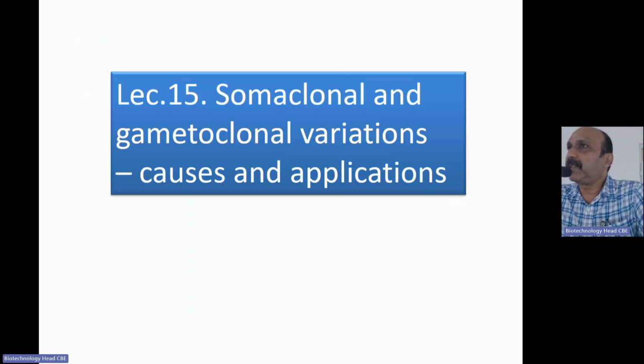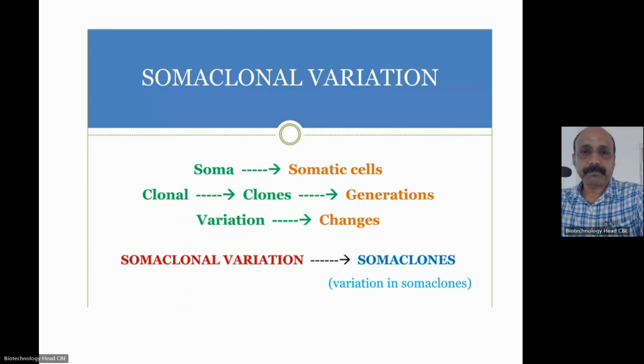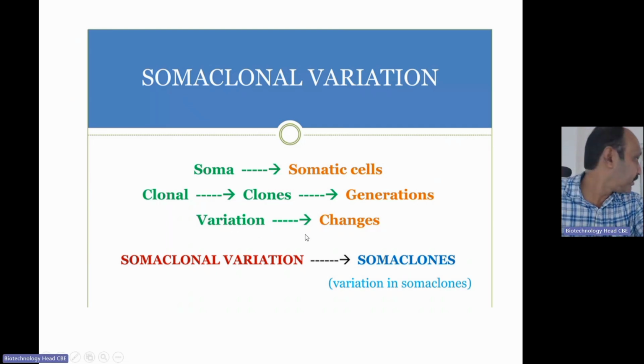Using somoclonal variants. A few of those varieties, especially in sugarcane, what is cultivated now, were obtained through somoclonal variation. So somoclonal variation, the definition. Soma means somatic cells. So the clones are those generations, like true to type generations, that are obtained from the somatic cells, right? And the variation changes.